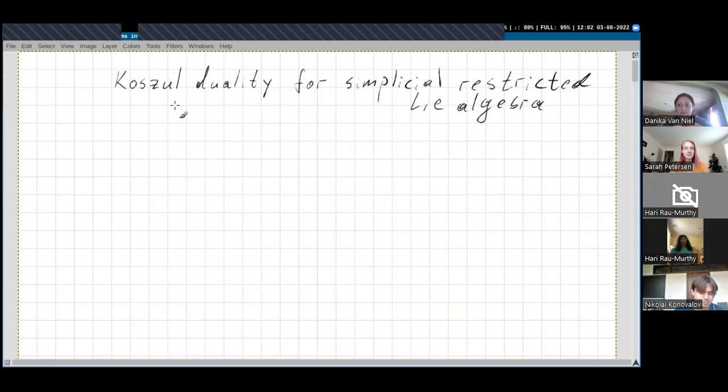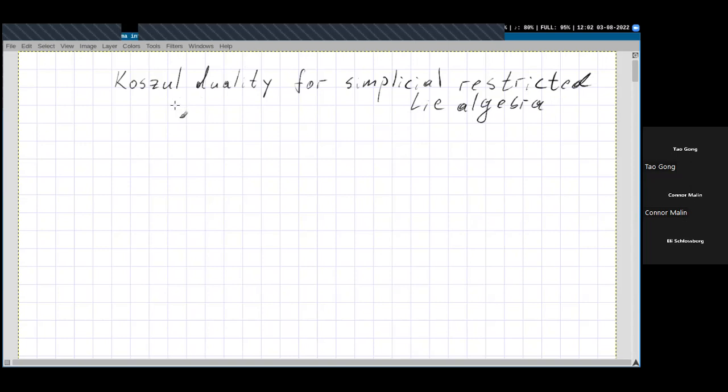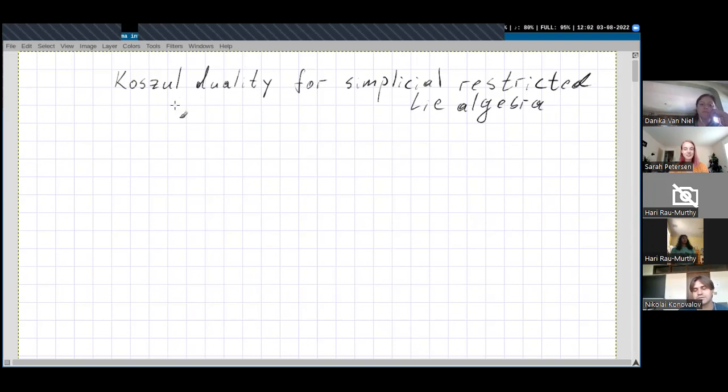And this is going to be a story which happens over a field of prime characteristic. So let me first recall what happens over a field of characteristic zero, the Koszul duality in this case. I'm not going to do any fancy ones. I'm just going to recall the work of Daniel Quillen from rational homotopy theory.